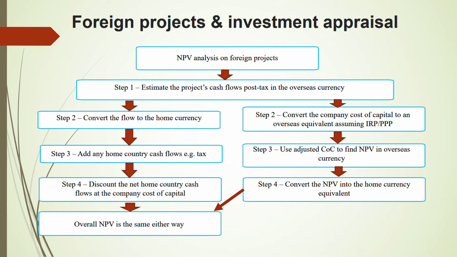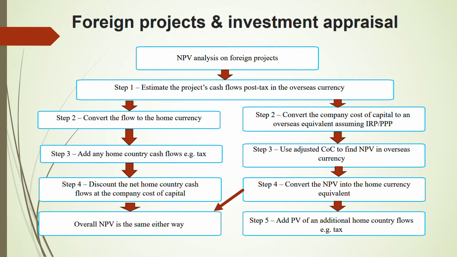Then step 5. Finally you are getting the net present value, and the net present value will be the same. It does not matter what method you are using. Under both methods, you are getting the same net present value. But there is an additional step, that is step 5 if you are using the second method: add the present value of any additional home country flows, for example tax, because earlier you didn't take it. Why? Because earlier you took it in foreign currency only.